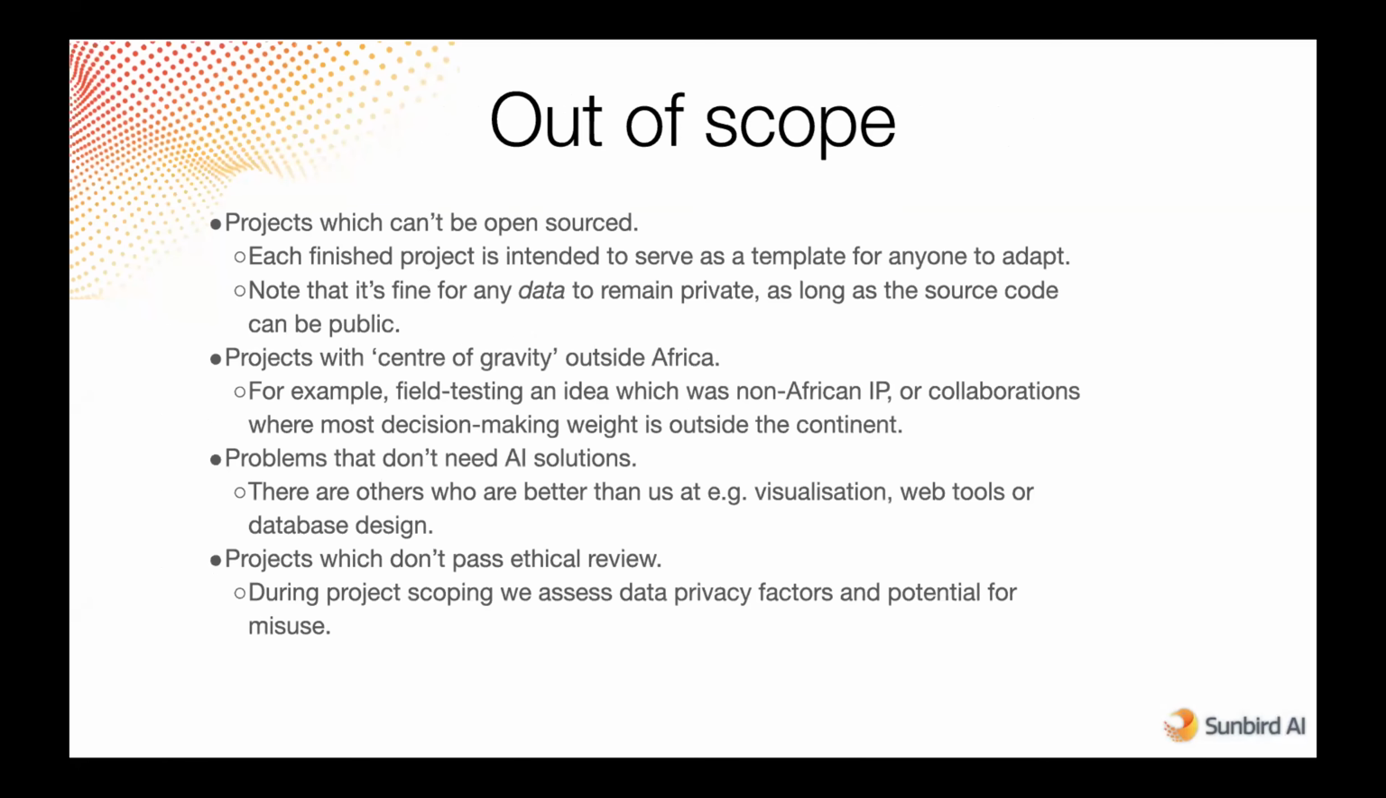So what can't we do? I think we thought this would be good to define. So things that can't be open sourced, for example, we tend to shy away from that. We are keen on really opening everything we do. So we want projects that can be open sourced. If they can't, then this is something we may not be entirely interested in. Of course, there are items of data that may remain private, but we want things like the source code that works on the data to be public.